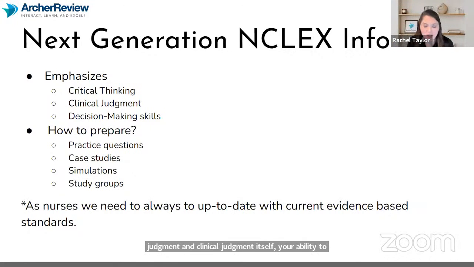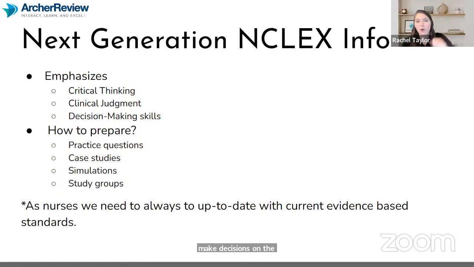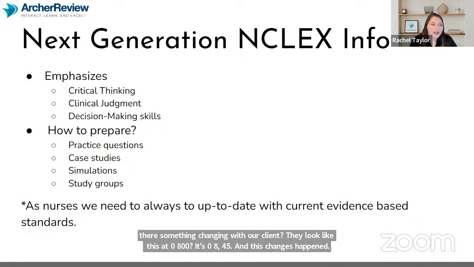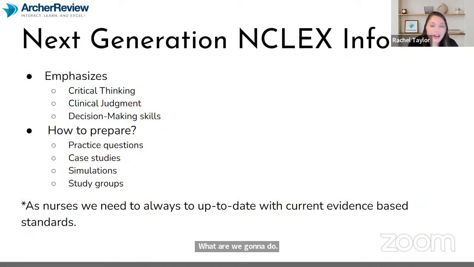Is there something changing with our client? They looked like this at 0800, it's 0845, and this change has happened. What are we going to do? And so we're really working on that clinical reasoning. And it's going to cover a wide range of topics like septic shock. That's just one of them.